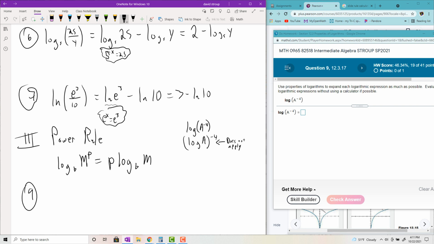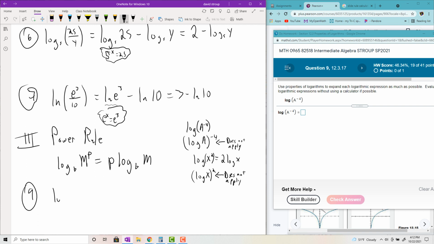Just like if you have log of x squared, you can apply the power rule to that. You take the 2 and put it in front of the log, but the x squared has to be completely inside of the log. You can't say the log of x, all of that squared, is equal to 2 log x. That won't apply there. So just be careful out there.